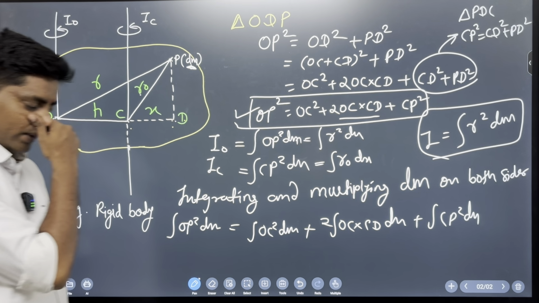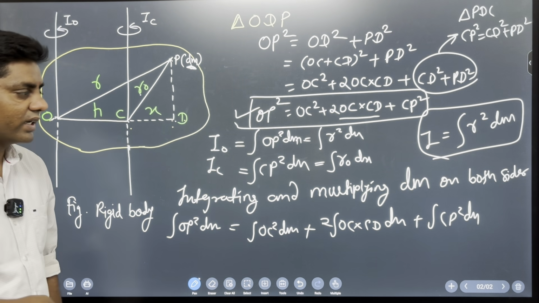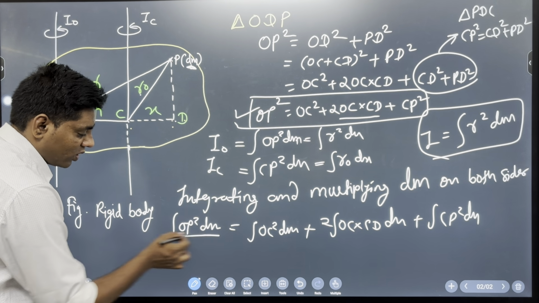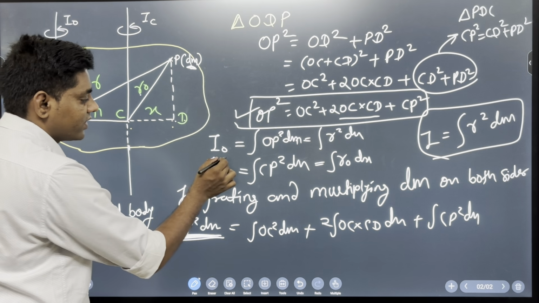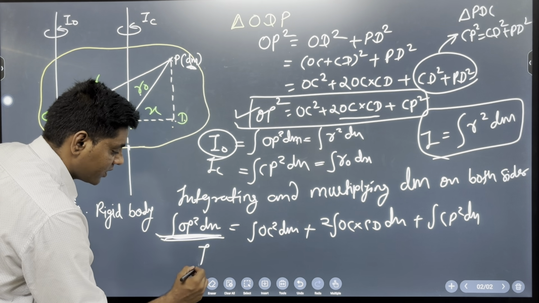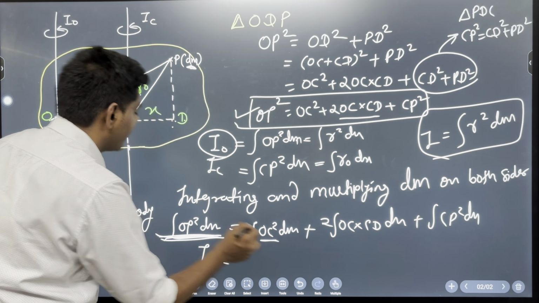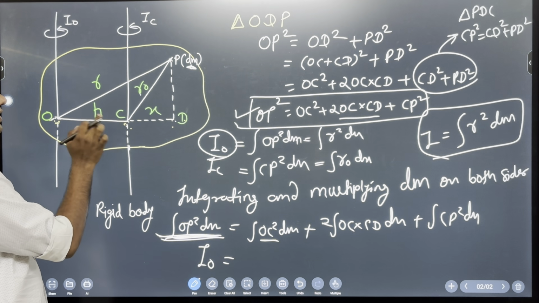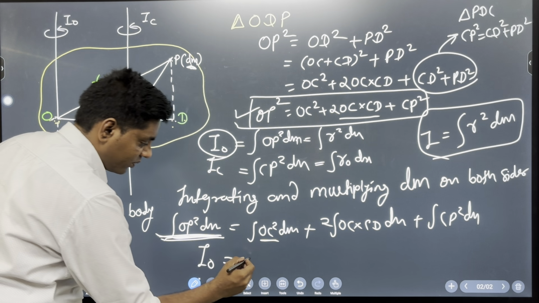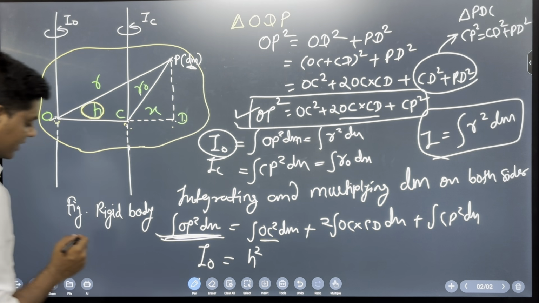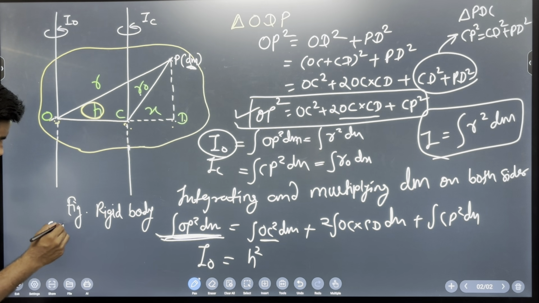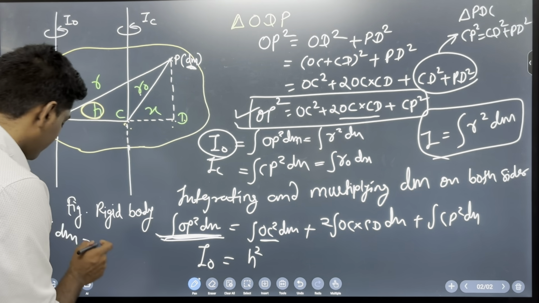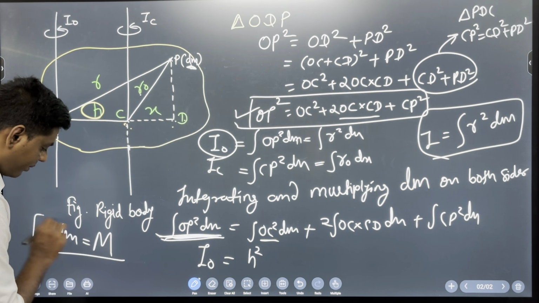So very easily, tell me, according to the integration formulas, this is the formula of integration OP square dm. ये किसका आंसर है? I naught का. So substitute: OC square means the perpendicular distance between two parallel axes. We denote it by letter h. Therefore h square. And as we know, integration dm means the summation of all masses of the body, which is the total mass of the body, capital M.